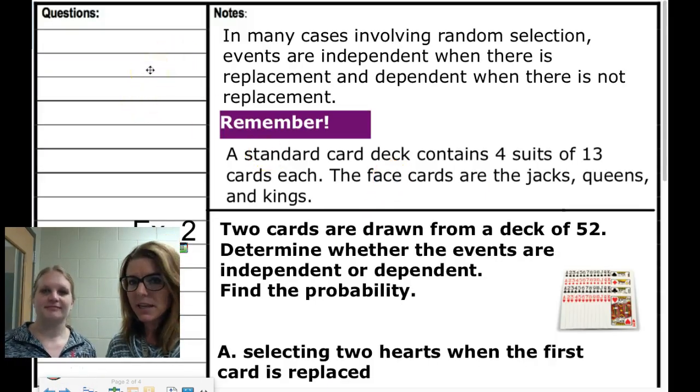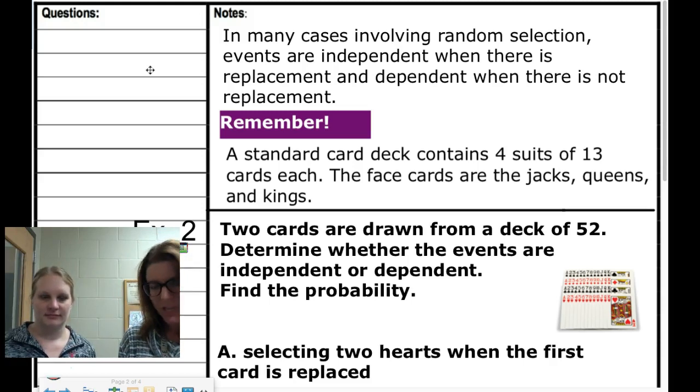In many cases involving random selection, events are independent when there is replacement. So it doesn't matter as long as we put the stuff back in. Got it. And dependent when there is not replacement. So it depends if we're taking something away and you don't put it back in. Got it.